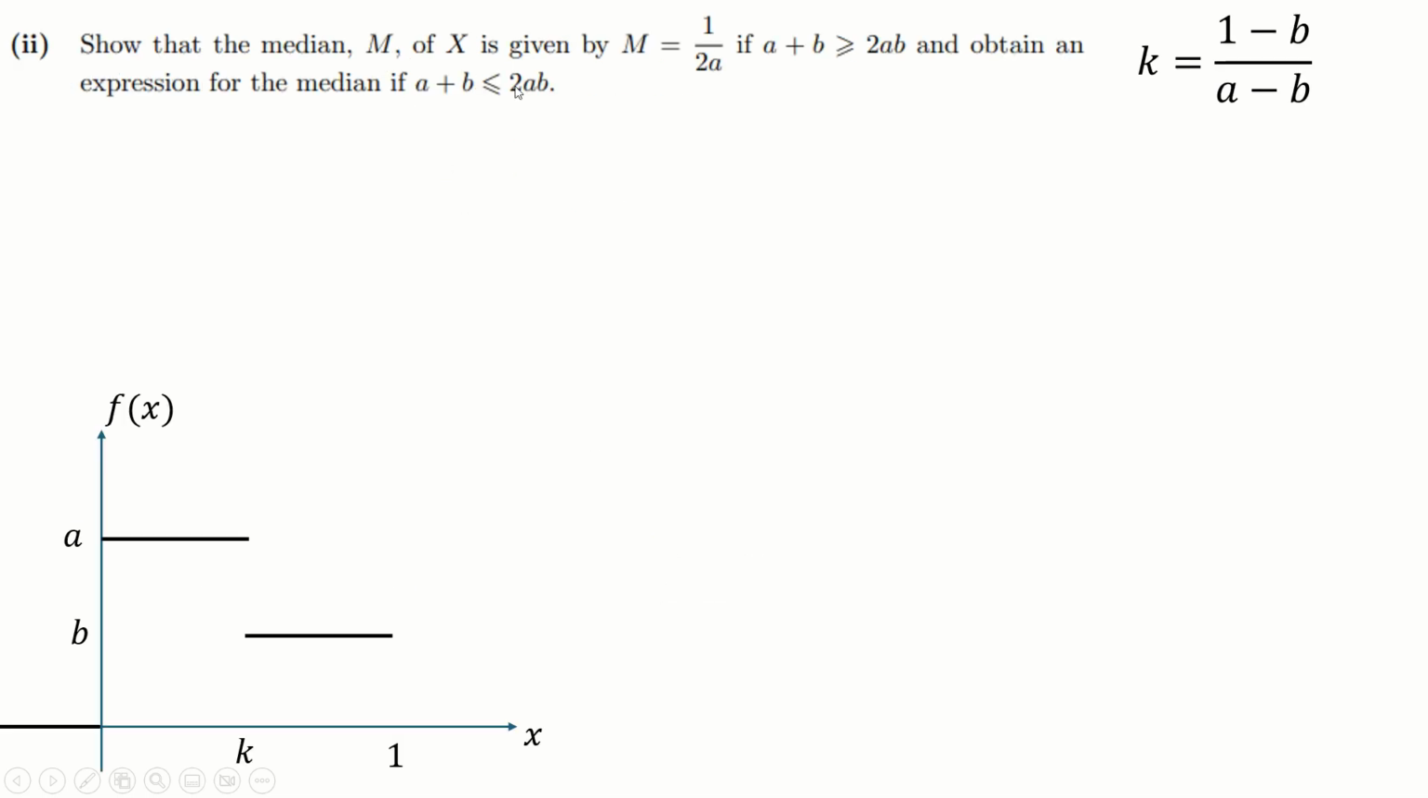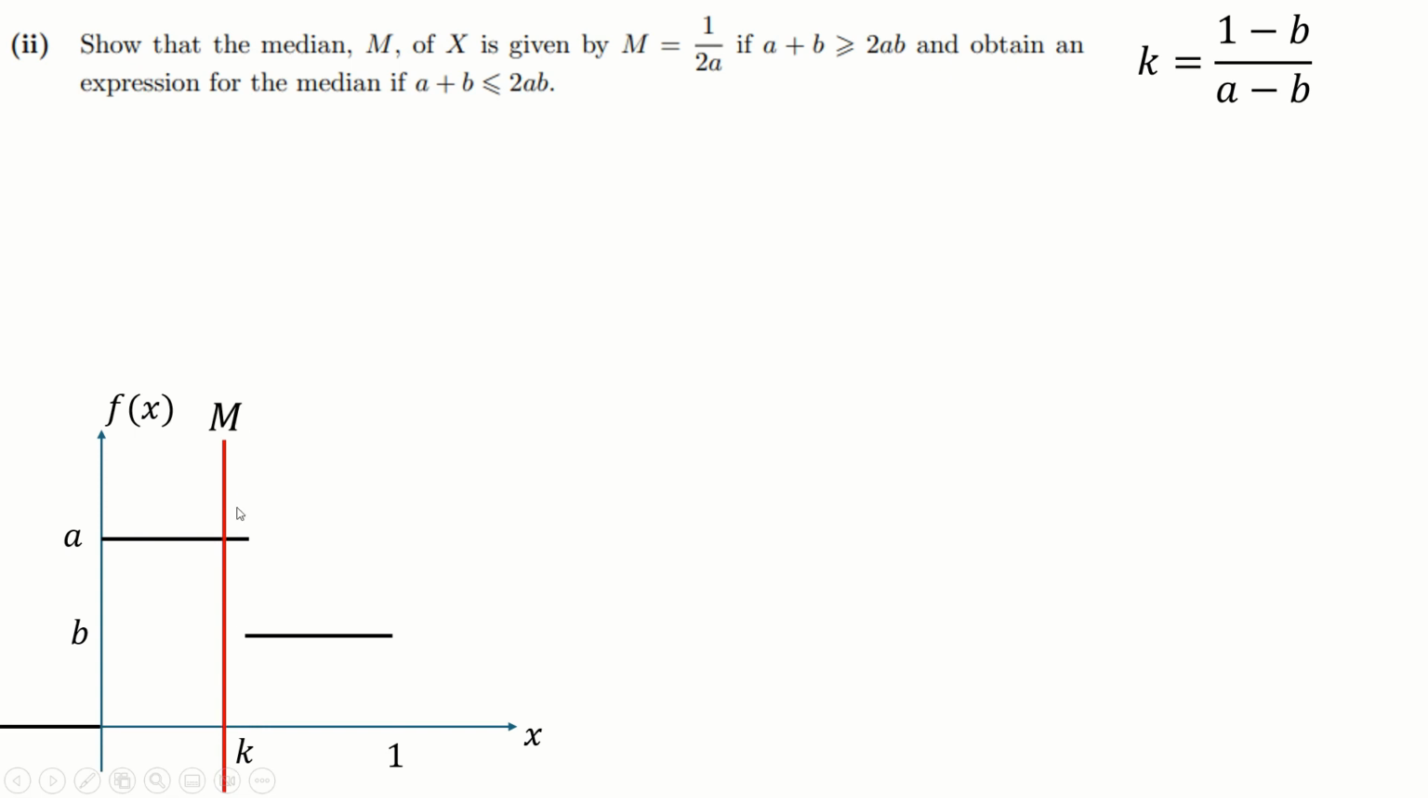Now it talks about the median. The median, of course, is the place where half the data is found to the left and half to the right. In this kind of scenario, it means that you want area a half to the left of the m line, and area a half to the right. Now, the difference here is that it will make a difference whether this m is in this box or in this box.